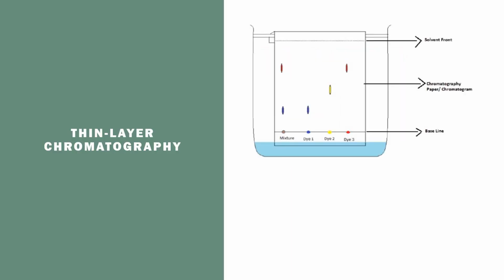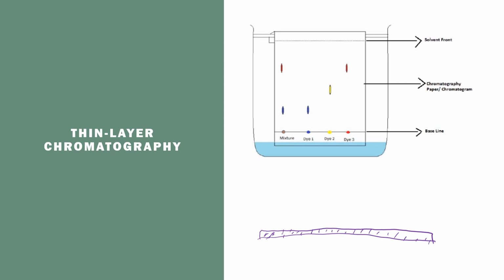Thin layer chromatography works almost the same as paper chromatography. The difference is you'll have a plate, and sometimes they'll use glass, sometimes some kind of polymer, but there'll be a clear plate, and then there'll be some kind of coating on top, and it makes a very thin layer. That's why it's called thin layer chromatography. And so this thin layer has some kind of material on it that the substance can move through.